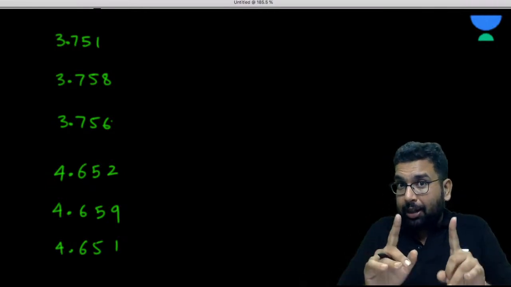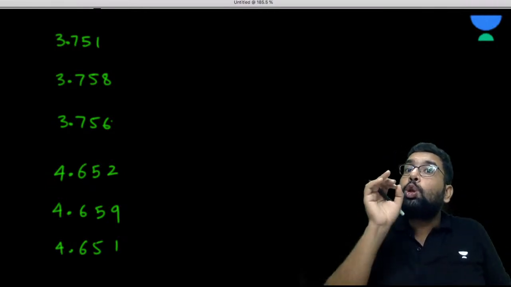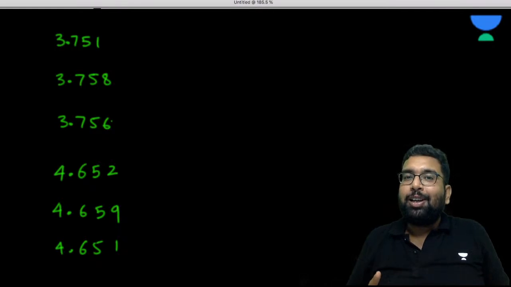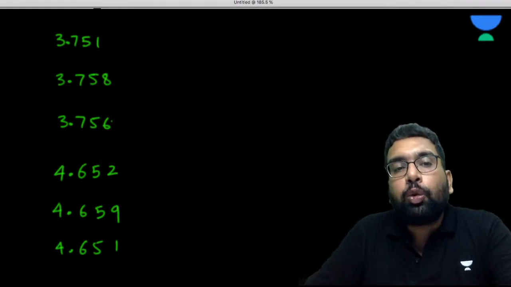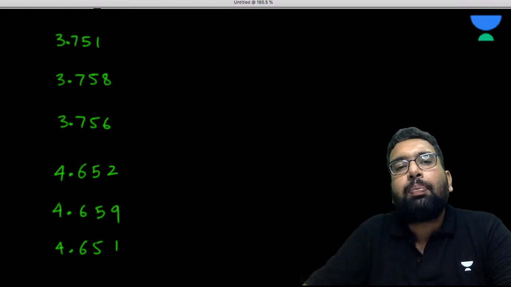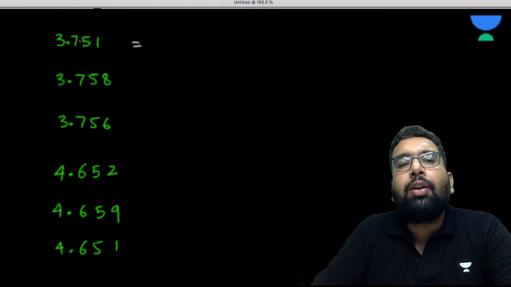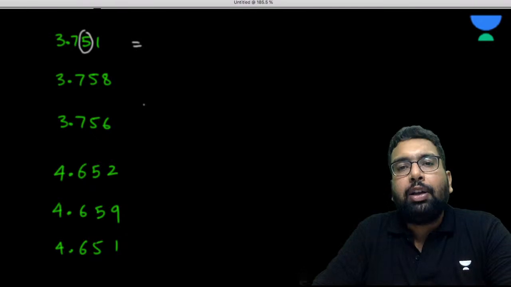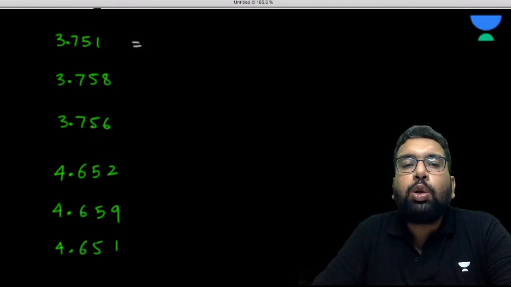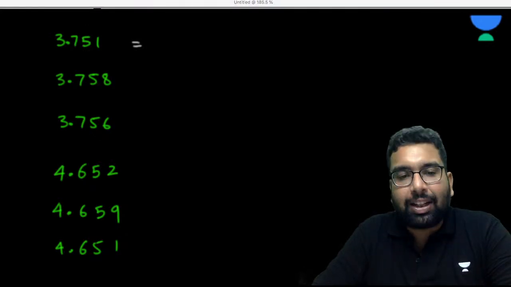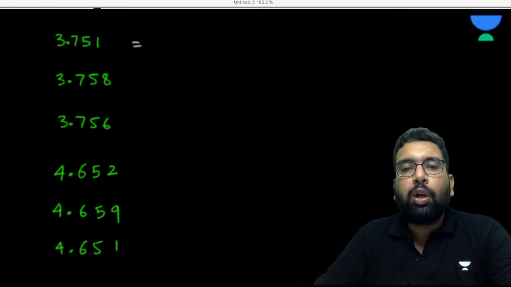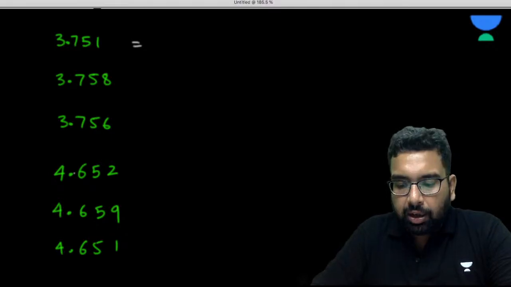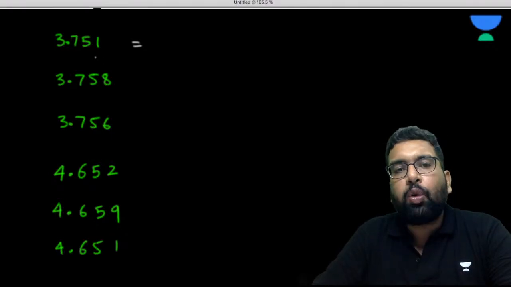But here the question is to reduce it to two significant figures, not three. Two significant figures. That is the thing. So for two significant figures, the problem is we have 5 here. Since we have 5 here, we don't know what to do with this 7, or what to do with the digit before this 5.